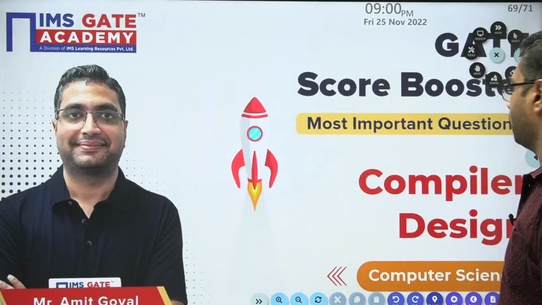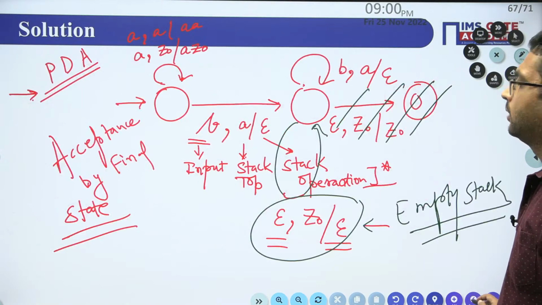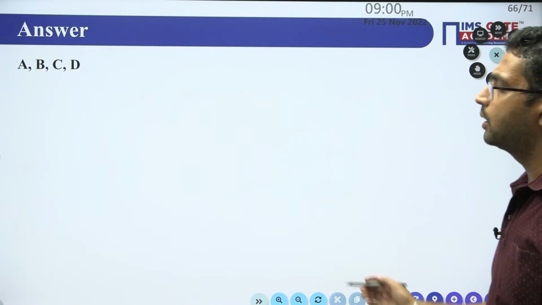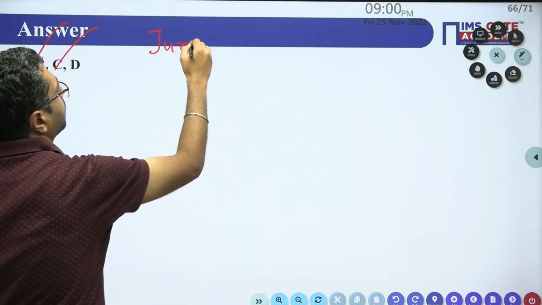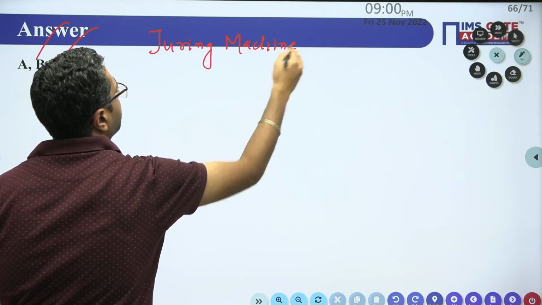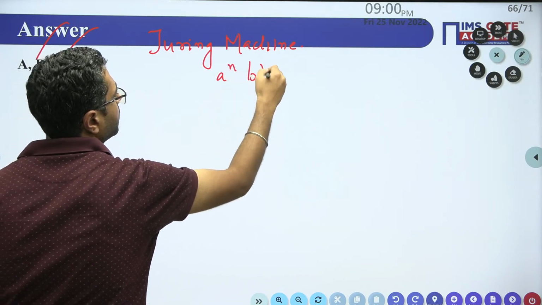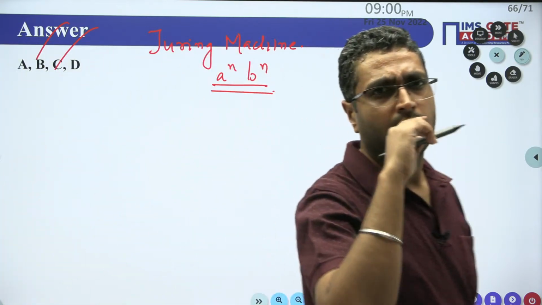So how do we draw a Turing machine? Let me add a new slide. So yeah, I'll write here the Turing machine. I'll draw the Turing machine for a to the power n, b to the power n. How to draw the Turing machine for a to the power n, b to the power n? Let's draw the Turing machine.